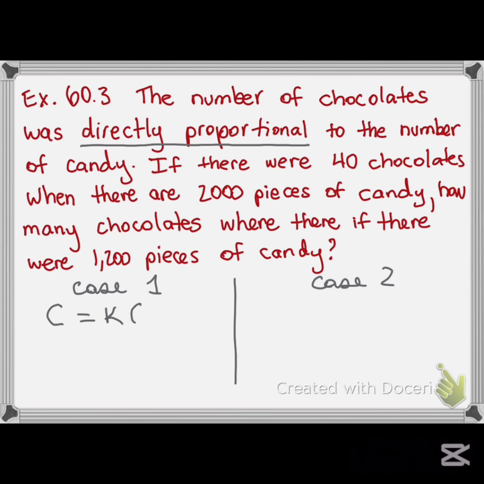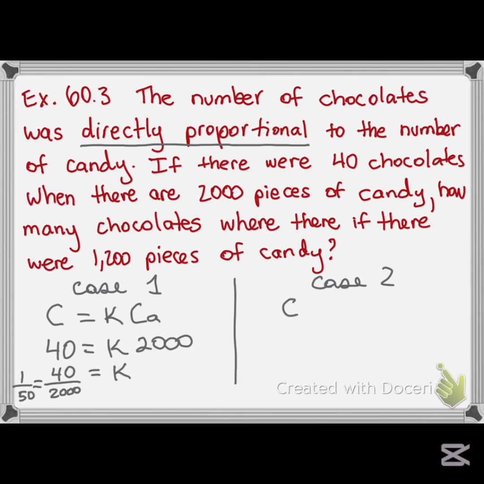Now notice here I have two C's, so it's not smart to just write C and C, so I'll put CA for candy. Now it says that 40 chocolates equals K times 2,000 pieces of candy. And then to find the value of K, we have to divide 40 over 2,000. Now notice that in this case, we're going to have a K that is a fraction, but it's okay. We can work with that. And that, if we reduce, is 1 over 50.